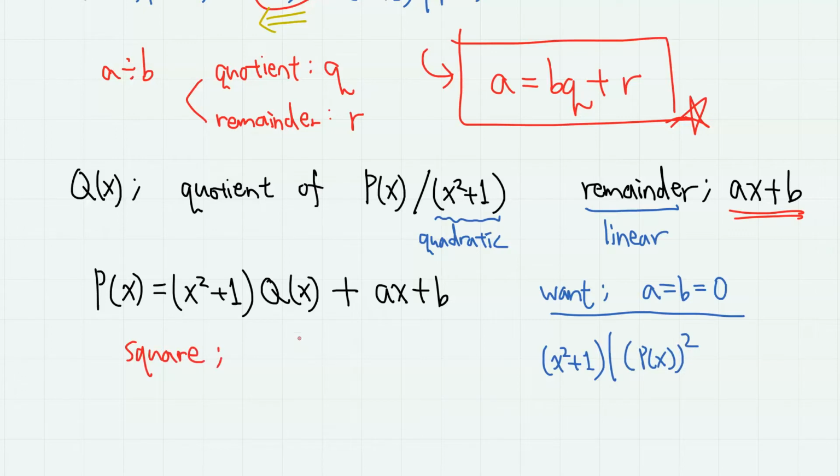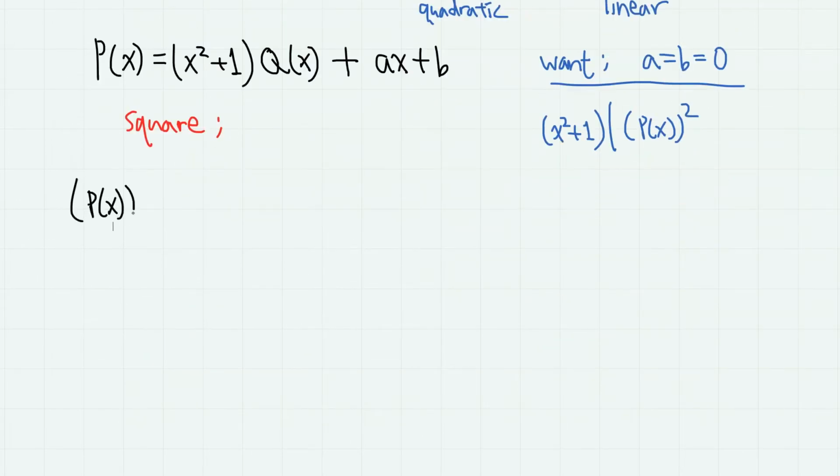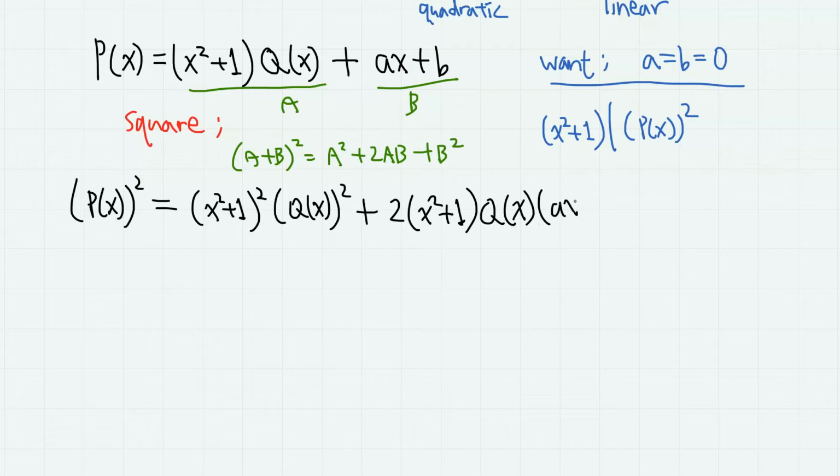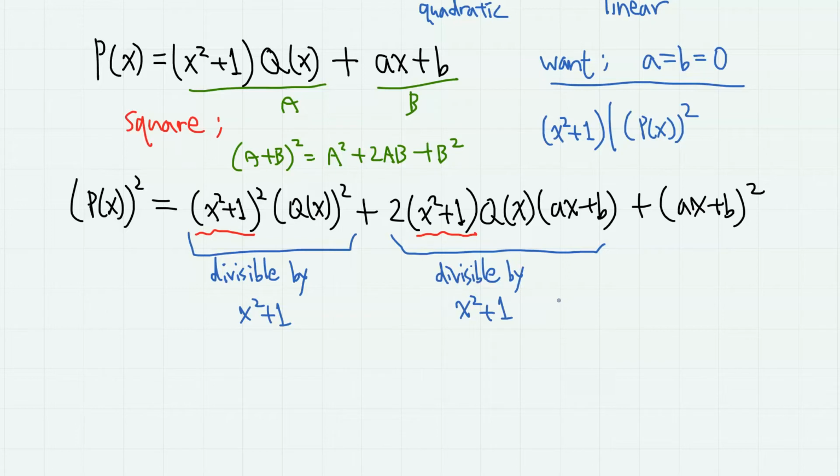So if we square both sides, we have p(x squared) on the left hand side, and on the right hand side, let's use this formula. So we have (x squared plus 1) squared times q(x) squared plus 2 times (x squared plus 1) q(x) times (ax plus b) plus (ax plus b) squared. So we have x squared plus 1 here and x squared plus 1 here. So these two terms are obviously divisible by x squared plus 1.